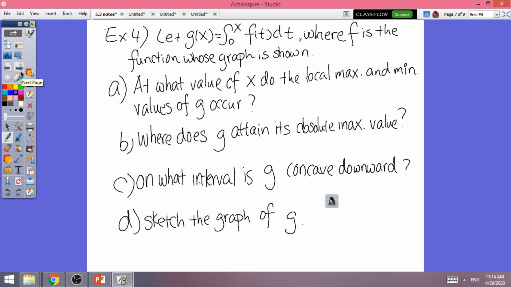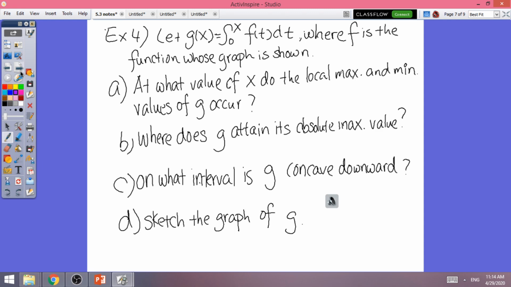And then the last one is about making the graph and also doing the graph analysis from the derivative. Let g of x equal the integral from 0 to x of f of t dt, where f is the function whose graph is shown. It's going to be on the next page. I'm going to show you that later. Well, let's go through the question first.